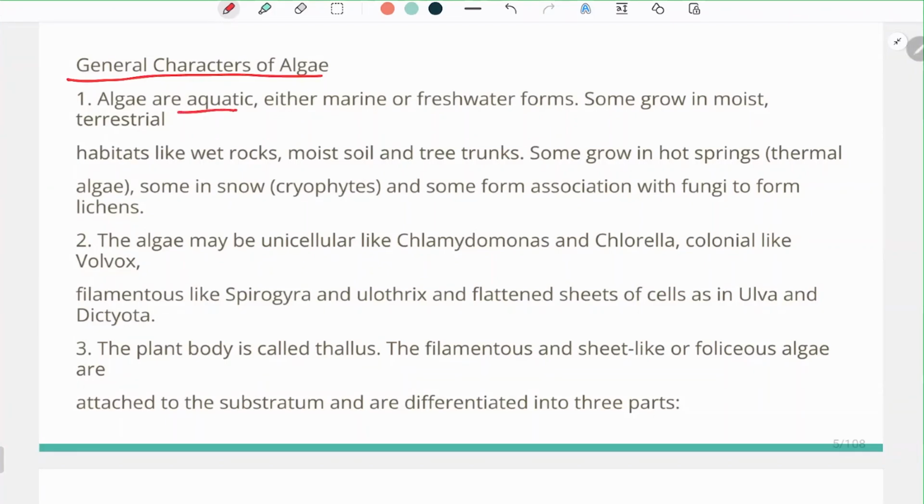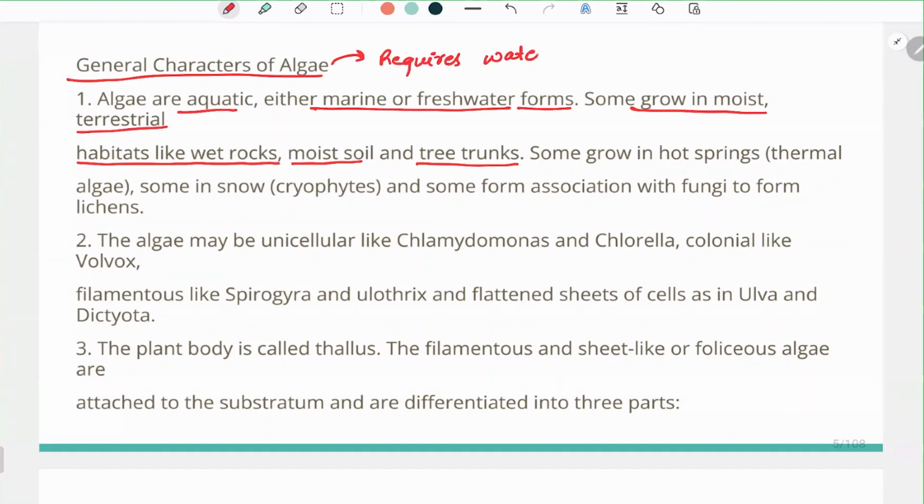Algae are aquatic, we all know, either marine or freshwater forms. Some grow in moist and terrestrial habitats like wet rocks, moist soil, and tree trunks. Algae require water or moisture in an ample amount to grow in any place. So wherever there is moisture, like aquatic or freshwater forms, or even in terrestrial habitats where there is constant moisture, like wet rocks, moist soil, and tree trunks, algal growth is seen.